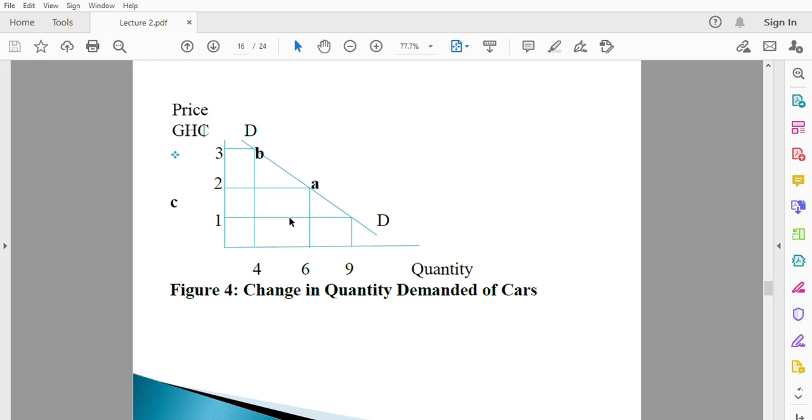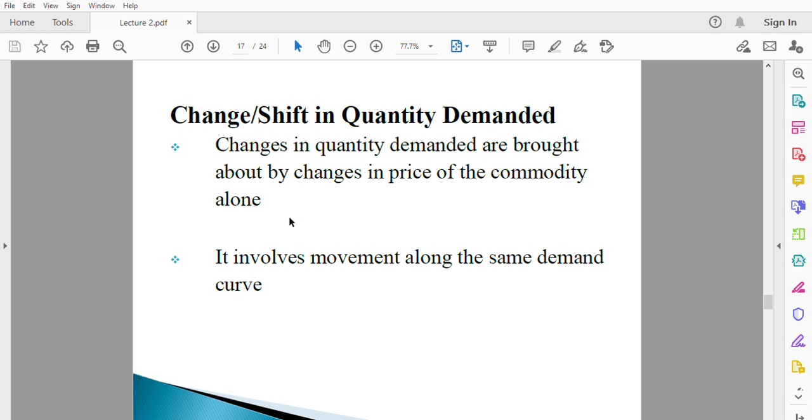Change in demand occurs when the price is constant, but other factors cause the demand curve to change, increase or decrease. But for change in quantity demanded, when the price of the commodity changes, the quantity demanded changes. Right, let's look at changes in quantity demanded once again.